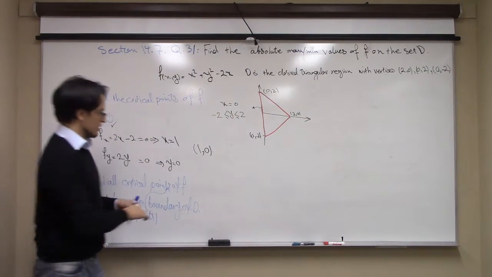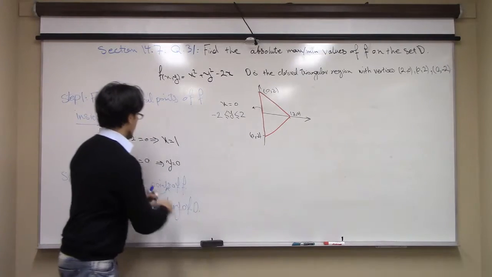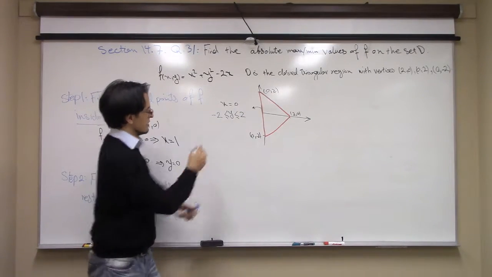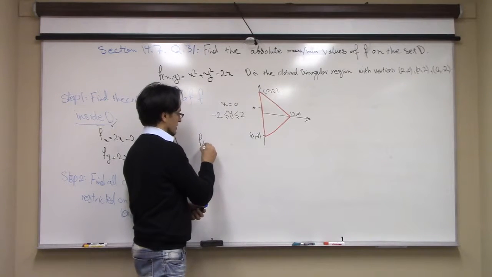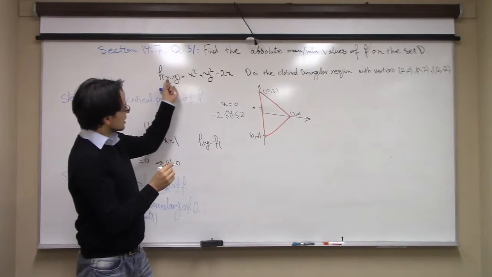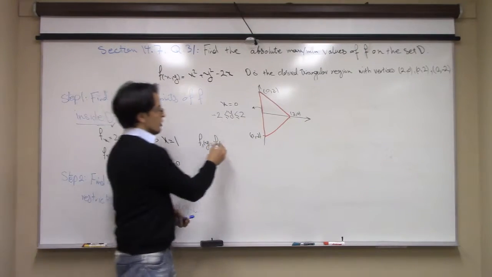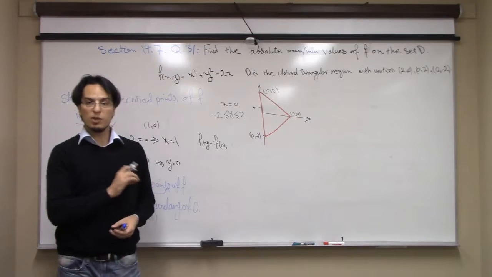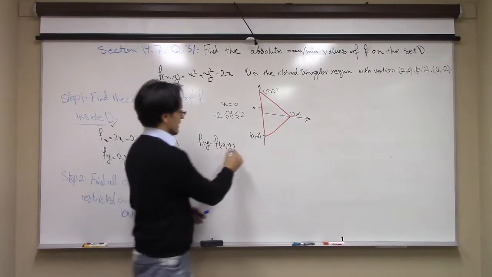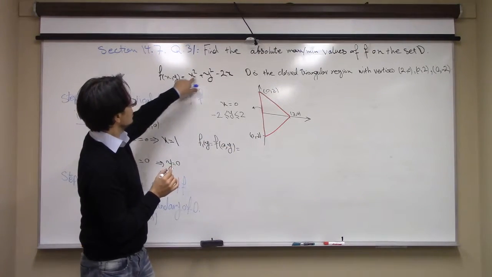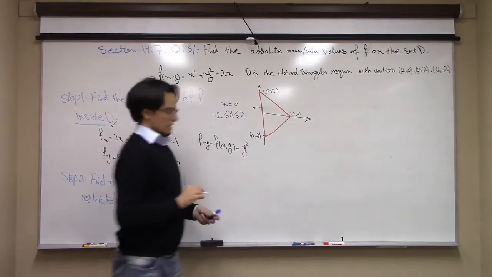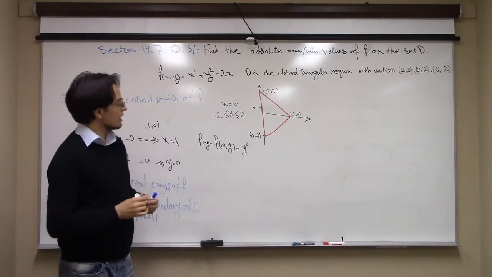If I want to restrict my function on this piece, let me call it f1, which is a function of y, it is the original function with x plugged in equal to 0, and y varies from -2 to 2. If you plug in x equal to 0, you get y squared. That's the restriction of the function on that piece.